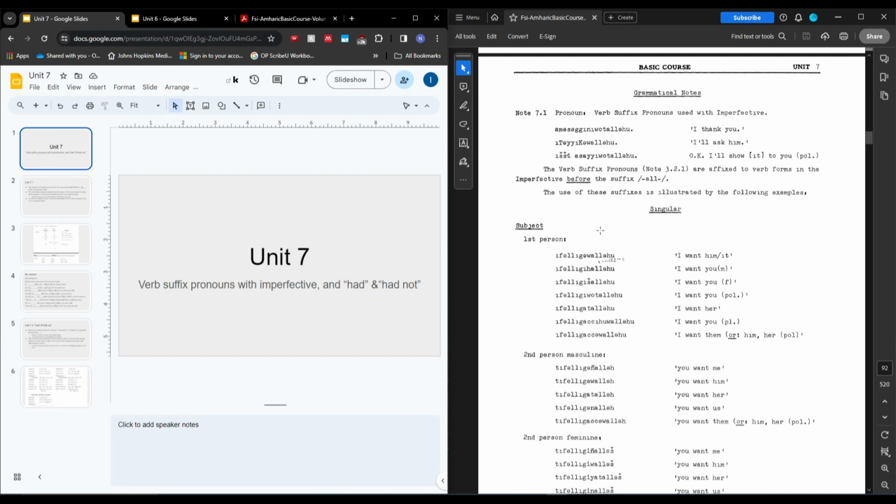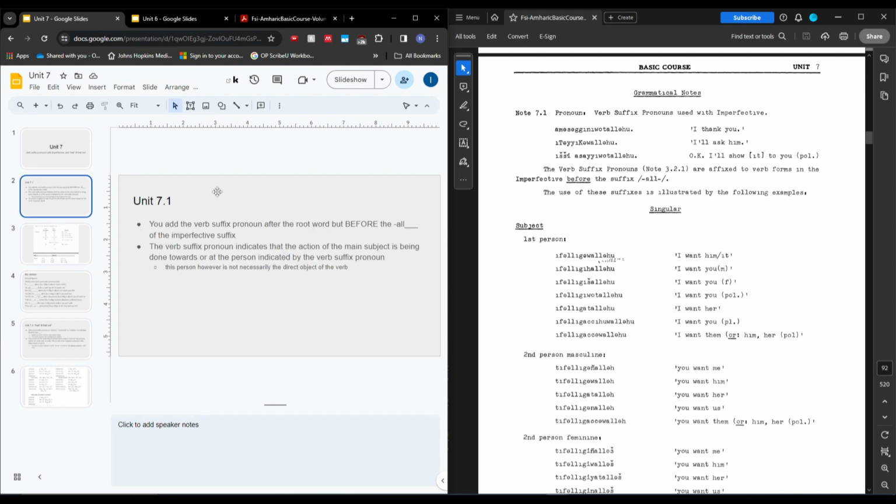Alright, here we have Unit 7. So this is a pretty short unit. Starting off in 7.1, it talks about how to add verb suffix pronouns to the imperfective version of verbs. So I put the rules here.